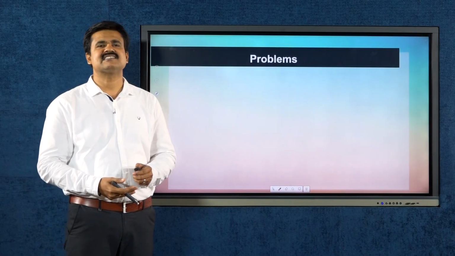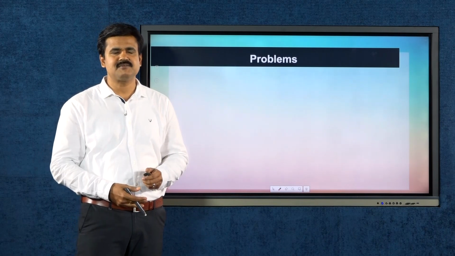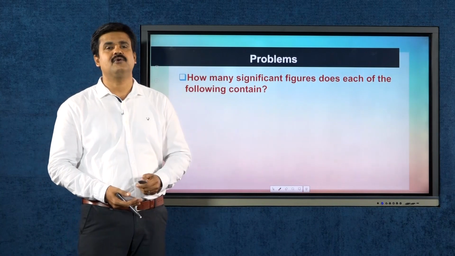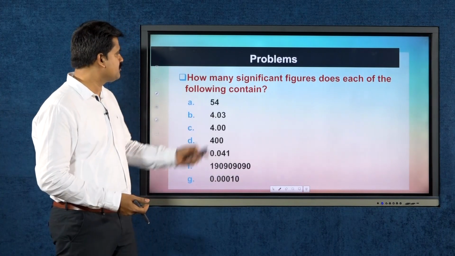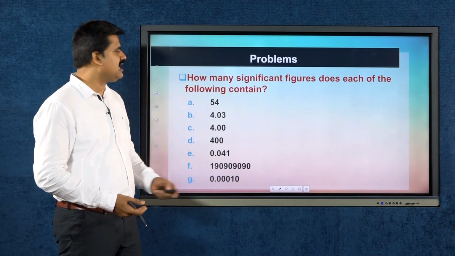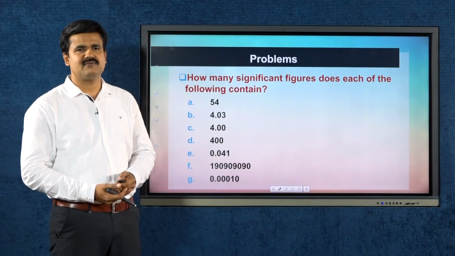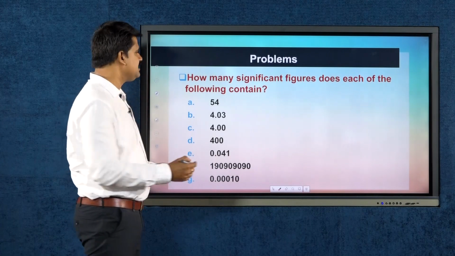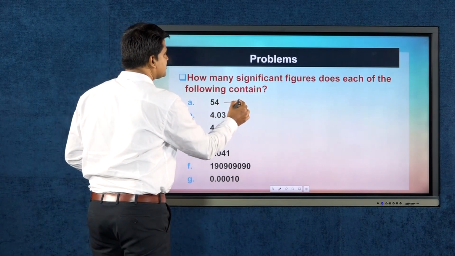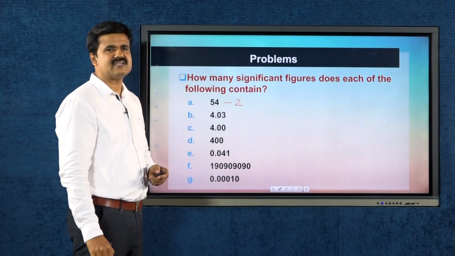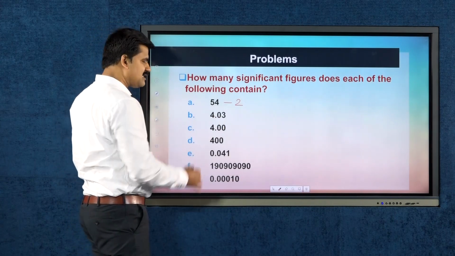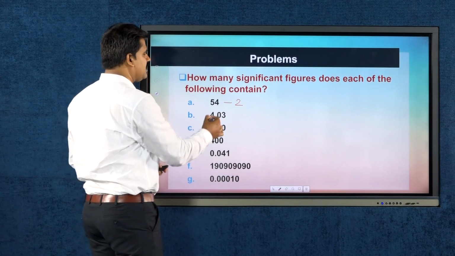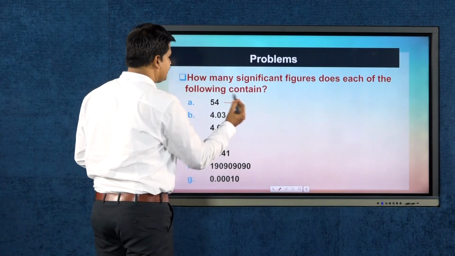Now, we are discussing some problems associated with this concept. The first one, how many significant figures does each of the following contain? These are some quantities. We can look at the answer to this based on the rules we have studied. This is 54. This is a quantity. Definitely all non-zero digits are significant. The number of significant figures equal to 2. Here there is a 0. 0 lies between two non-zero digits. So total 3. All 3 are significant.